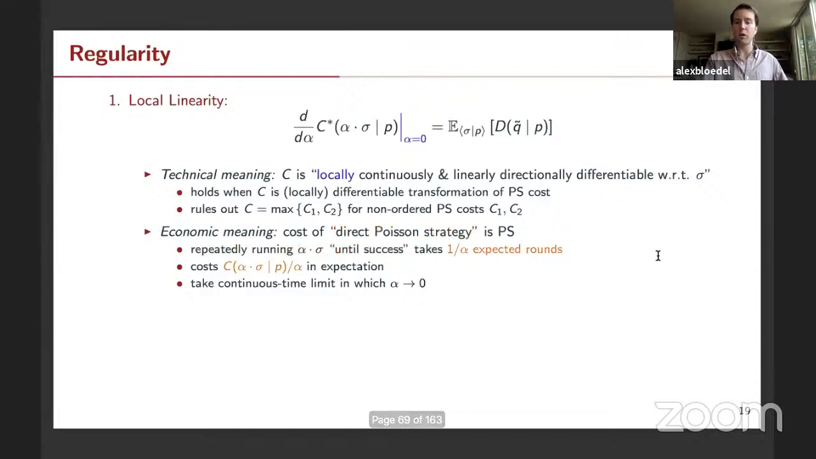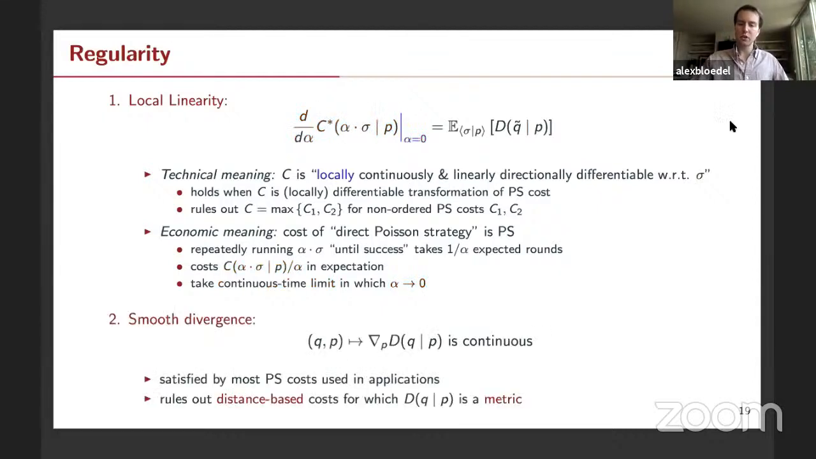Now, this takes 1 over alpha rounds to get a success in expectation. And so the total expected cost of this strategy is the cost of the dilution divided by alpha. And then when you take the continuous time limit of this by sending alpha to 0, which means that only a very small amount of information is acquired in each period, then you get precisely this directional derivative expression.